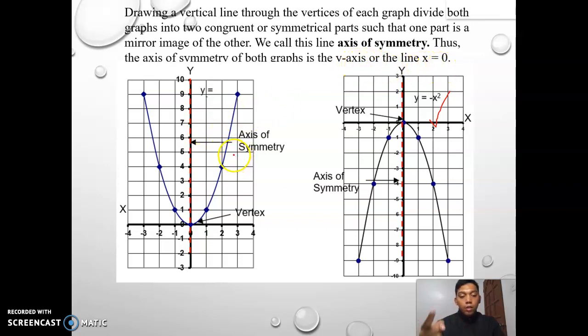So given the example that I gave you, this is y = x squared, and this is y = negative x squared. The axis of symmetry in the first graph is x = 0, because this is the y-axis. Sometimes we call it x = 0 or the y-axis. The same goes here, but there are times that the graph does not go here, so we'll have an example later. This is our axis of symmetry, and this is our vertex.